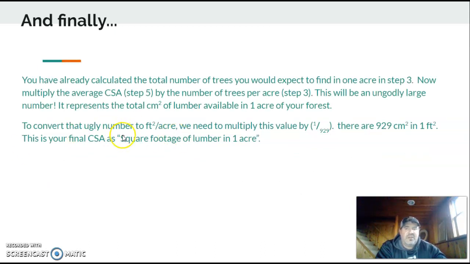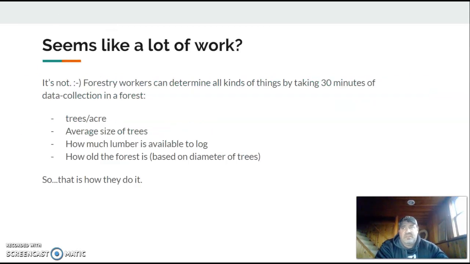You're going to get a final value here of square footage of lumber in 1 acre. So just by standing in the woods and taking 4 data sets, you can get a very good estimate of how many square feet of lumber there is in 1 acre in that forest. It's pretty amazing, and it's really quite accurate. So I want you to go out and try it. It seems like a lot of work. It's really not. In about a half-hour, you can be done.